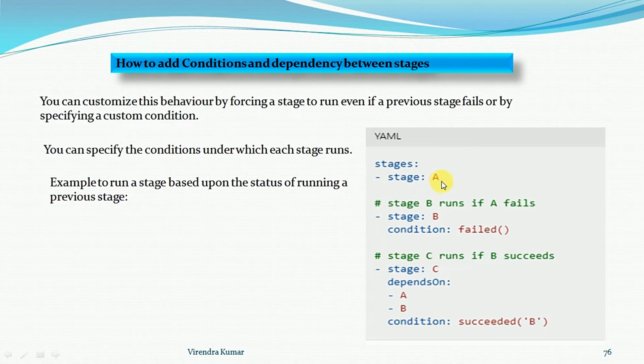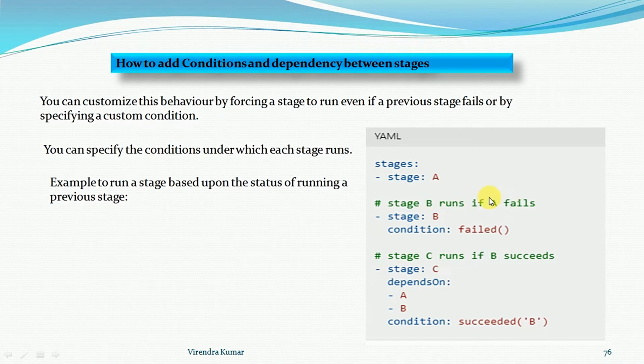So on my screen, this is a demo YAML pipeline. This is stage A and this is stage B. Under stage B, I provided the condition keyword. This is known as the keyword in blue, and then we provide the function. That means stage B will run if stage A failed.